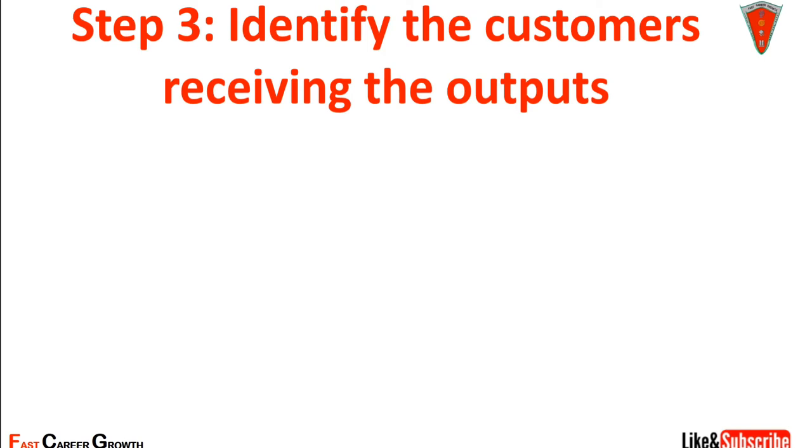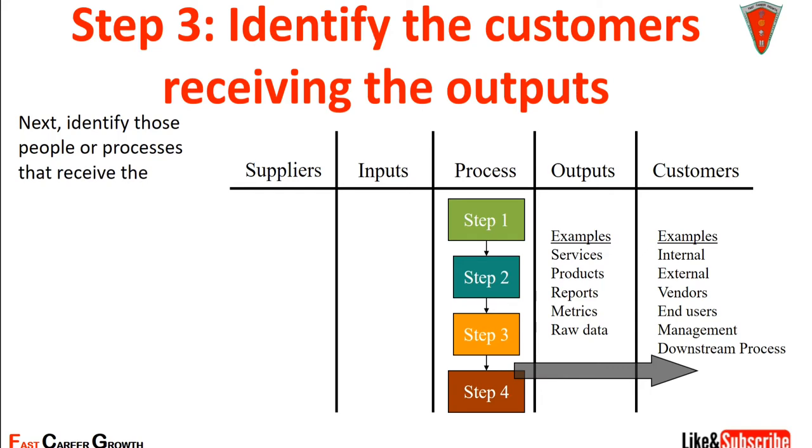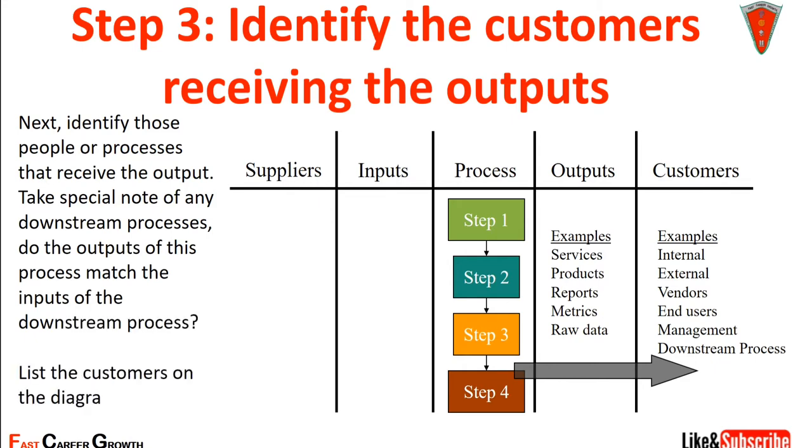Step 3. Identify the customers receiving the outputs. Customers may be internal customers, external, vendors, end users, management team, downstream process. That means you have to identify those people and processes that receive the outputs. Take special note of any downstream process. Do the outputs of this process match the inputs of the downstream processes? List the customers on the diagram.